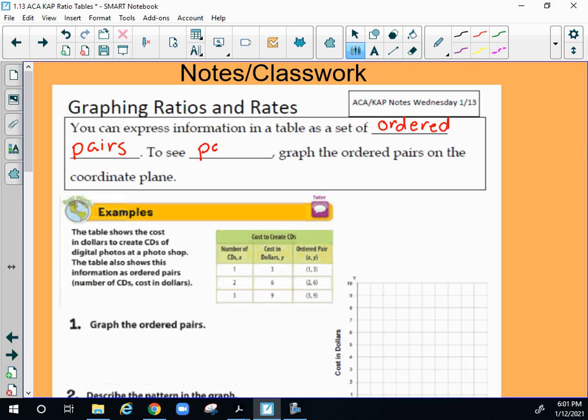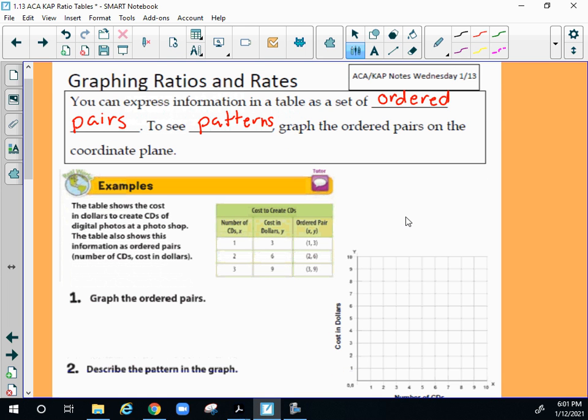To see patterns, graph the ordered pairs on the coordinate plane. So our first example says, the table shows the cost in dollars to create CDs of digital photos at a photo shop. The table also shows this information as ordered pairs. Your X is the number of CDs and your Y is cost in dollars. So that's all given to you in this table here.